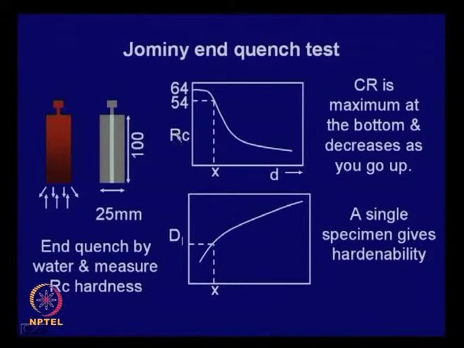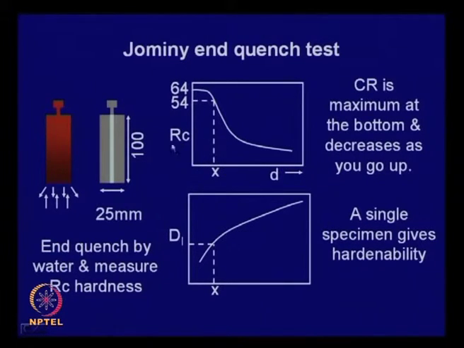After that you plot the hardness against the distance from this bottom end, and you get a hardness profile something like this. This is the maximum hardness that you will get near the surface, where you have the maximum cooling rate, and somewhere further down you find out where the hardness corresponds to 50% martensite, 50% pearlite, say 54, and then you say that this is my depth of hardness.